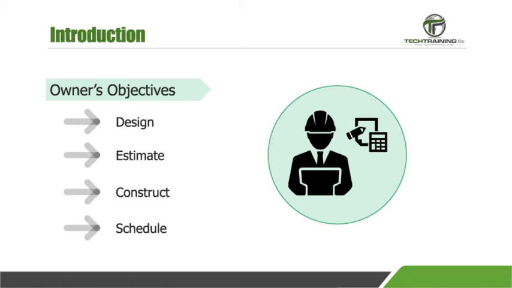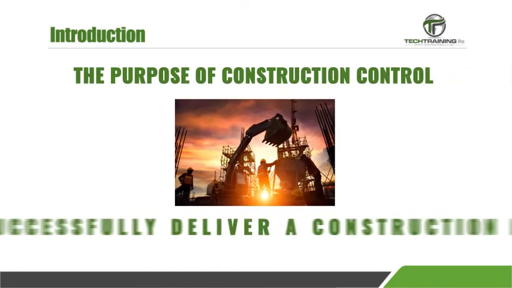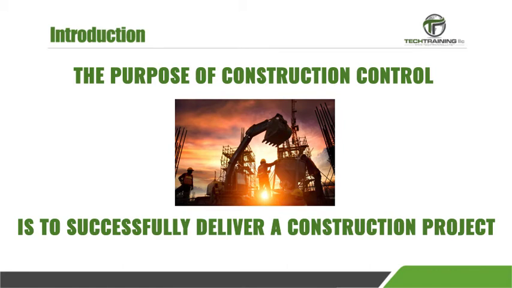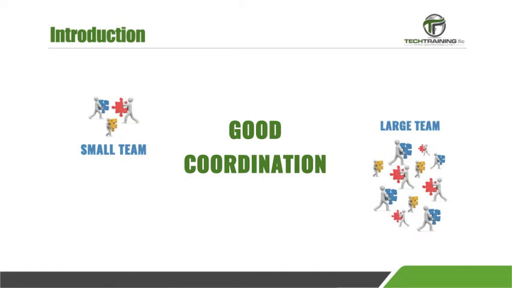Project control is the process, and its purpose is to guarantee the design, budget, and schedule are all met to the satisfaction of the owner. This is the overall responsibility of the project team. Simplified, the purpose of construction control is to successfully deliver a construction project. Projects with more complexity have to be constantly monitored to guarantee success. But small projects also have to be controlled. Projects require good coordination between all project teams, large or small.